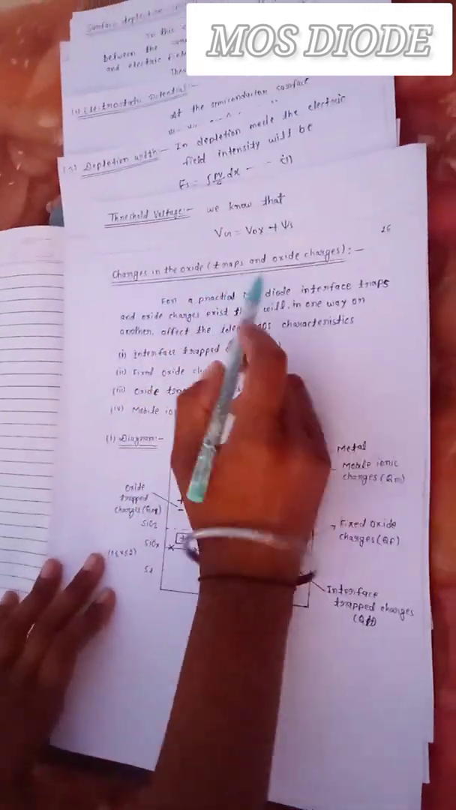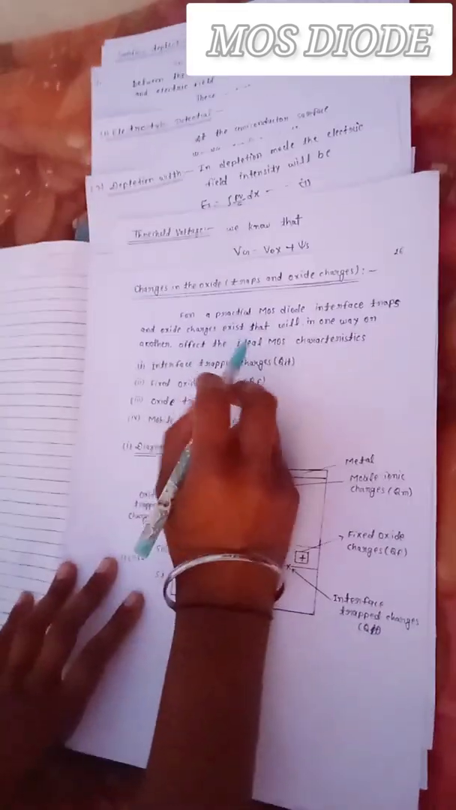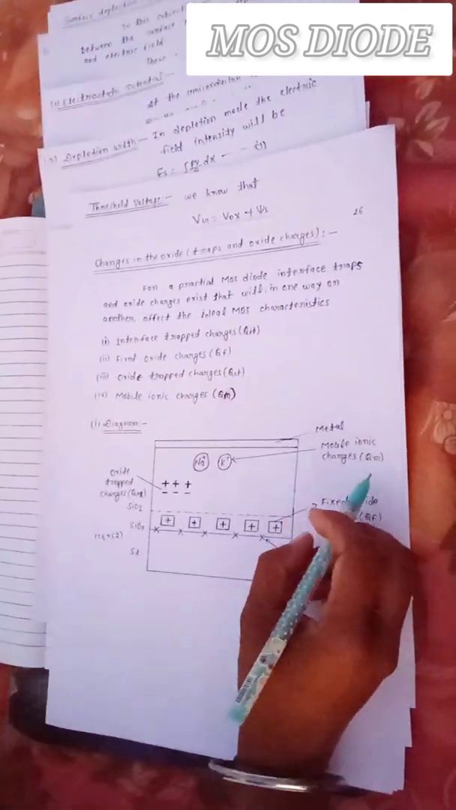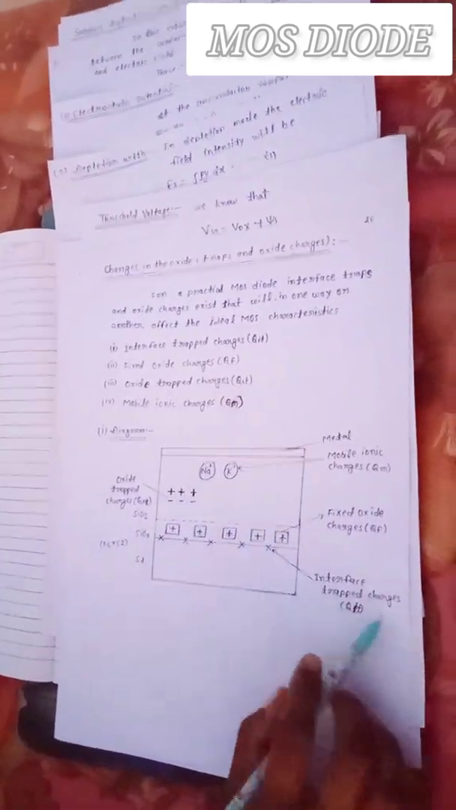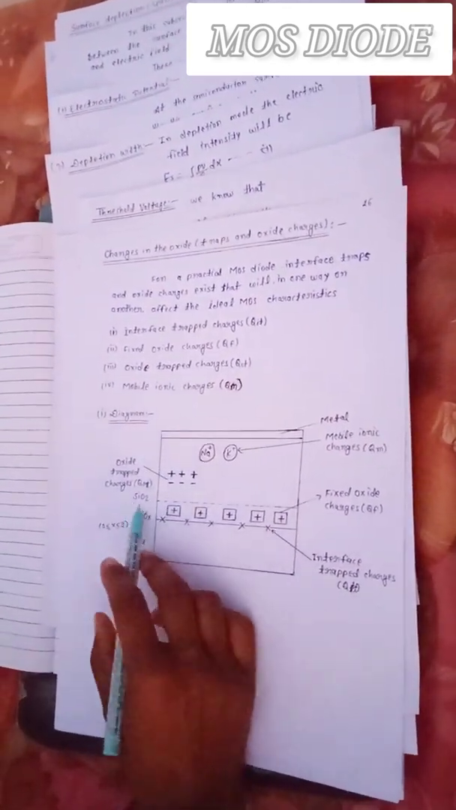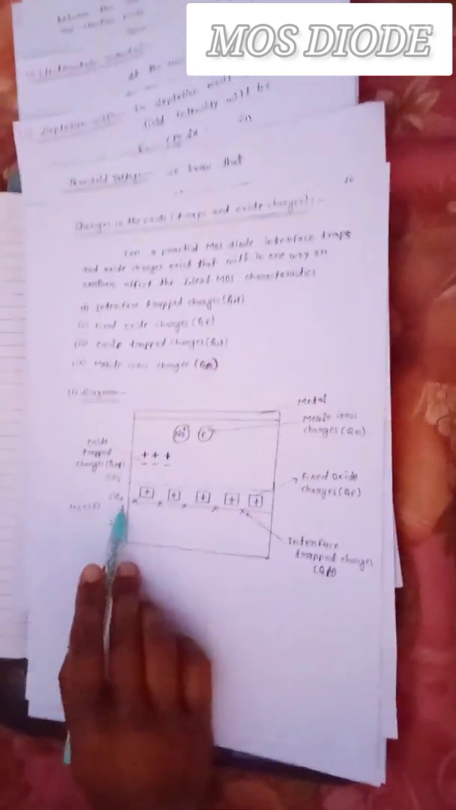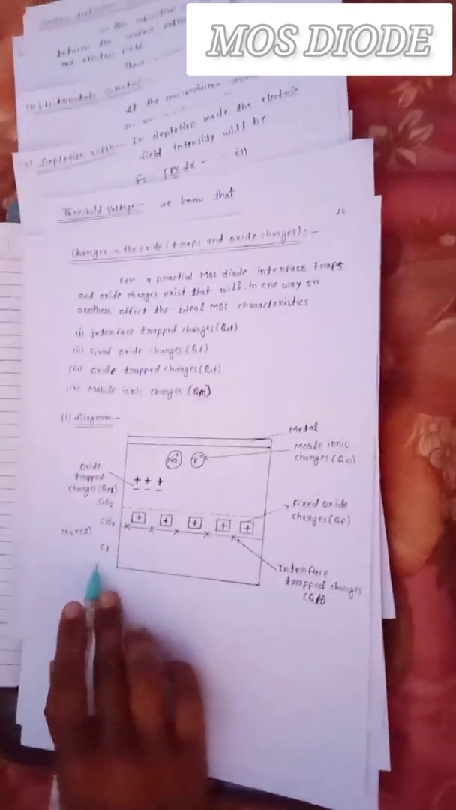And next, charges in the oxide traps and oxide charges. So for a practical MOS diode, interface traps and oxide charges exist that will in one way or another affect the ideal MOS characteristics. In the first diagram, this part is metal, this is mobile ionic charges Qm, this is fixed oxide charges Qf, this is interface trapped charges Qit, and this is oxide trapped charges Qot. This layer is silicon dioxide, SiO2, and this part is the semiconductor, silicon.